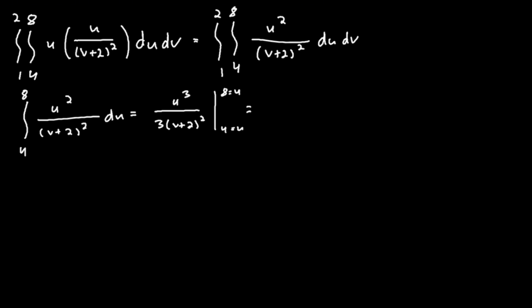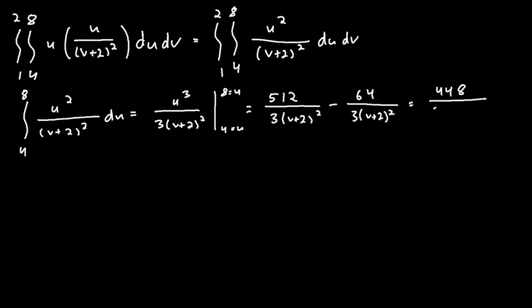If you plug in for 8, you get 512 over 3(v plus 2) squared minus 64 over 3(v plus 2) squared. Simplify this further, and you get 448 over 3(v plus 2) squared. So this will be treated as our new integrand. And let's actually integrate this now for v.